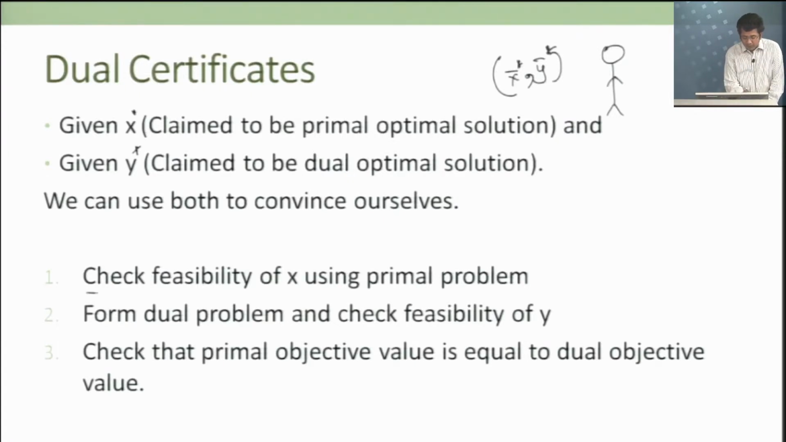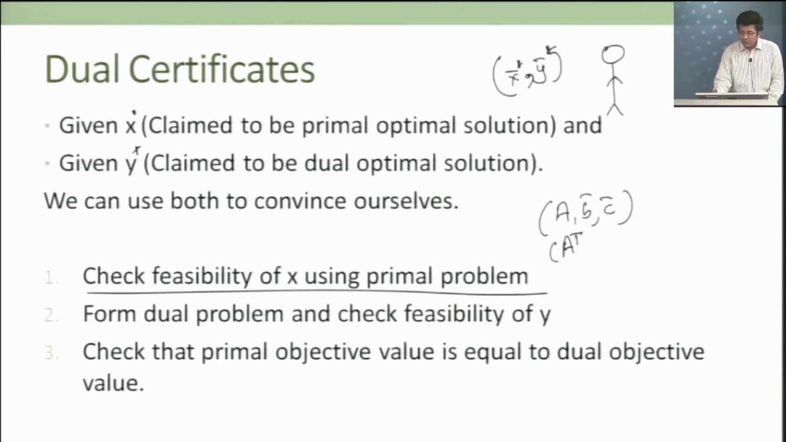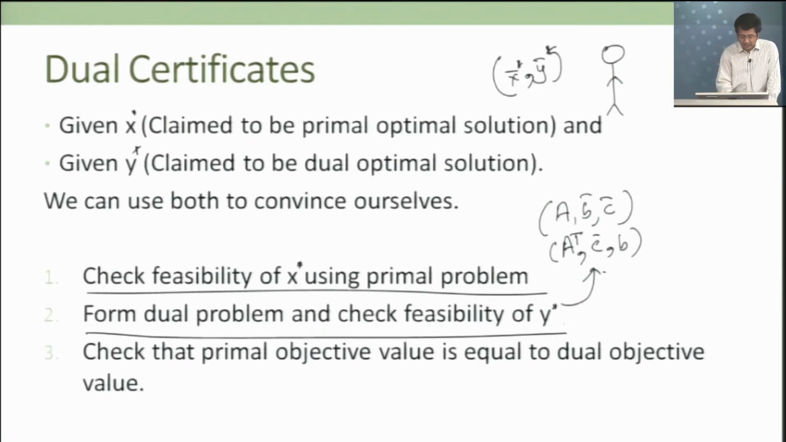Very simple. We check feasibility of X using the primal problem. Now, if we have the data from the primal problem, the A, B, and C vectors, we can use this to construct the data for the dual problem, A transpose, C and B. We can use that data to check feasibility of Y star. The final thing you have to check is that their objective values coincide: B transpose Y star equals C transpose X star. You have to check that they are the same.